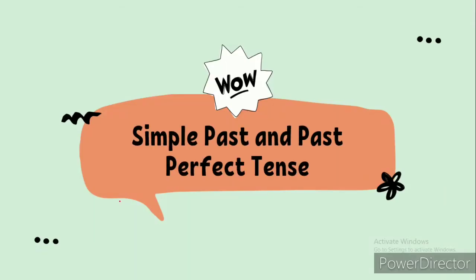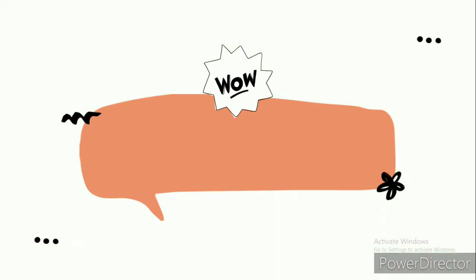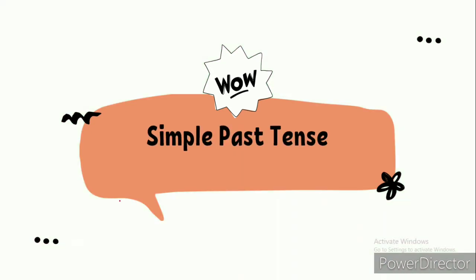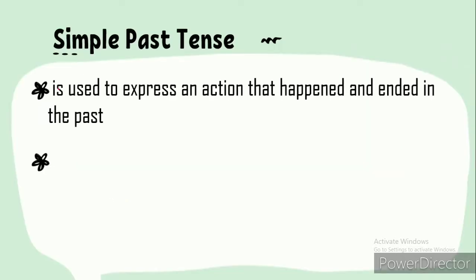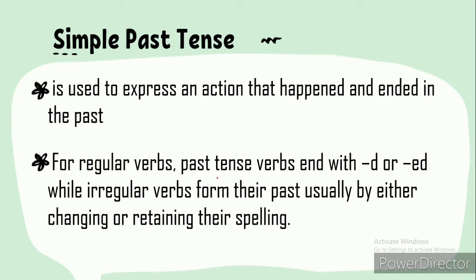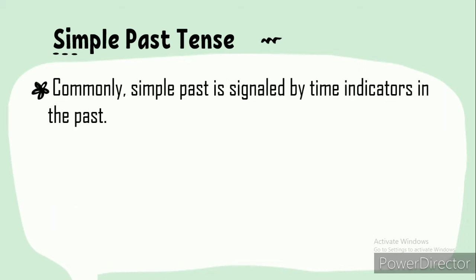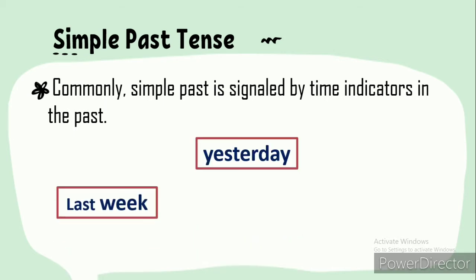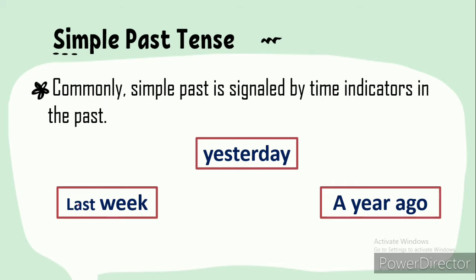Let us have now the simple past and past perfect tense. Let us start with the simple past tense. Simple past tense is used to express an action that happened and ended in the past. For regular verbs, past tense verbs end with D or ED, while irregular verbs form their past usually by either changing or retaining their spelling. Commonly, simple past is signaled by time indicators in the past, like last week, yesterday, a year ago, and etc.